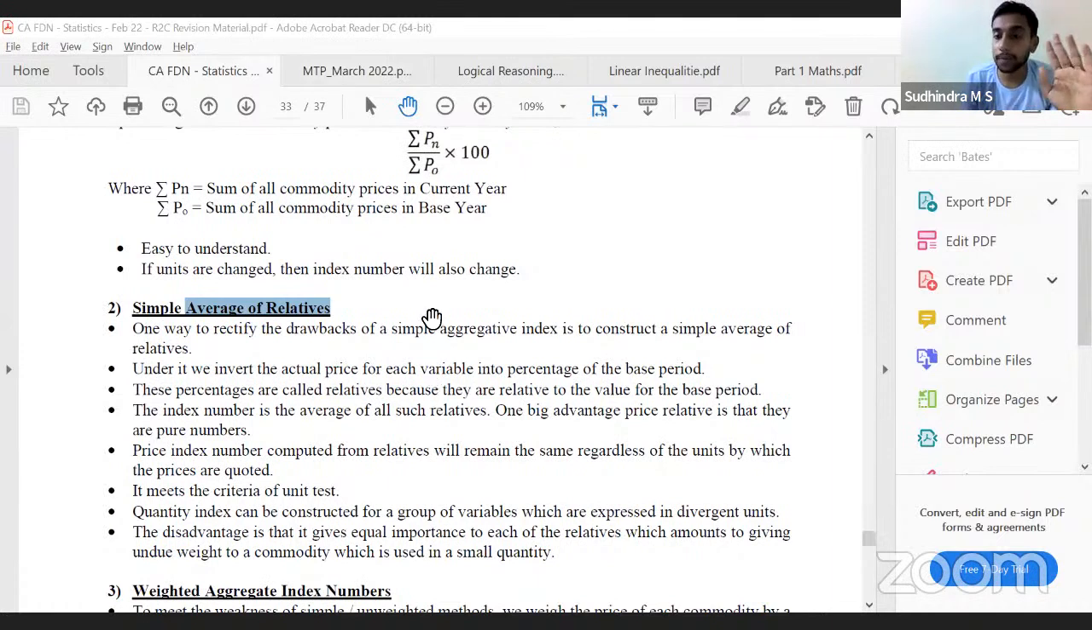So we have discussed two types, simple aggregate and simple average of relatives. In simple aggregate, what are we doing? We're first adding up the prices and then calculating index numbers. Whereas in simple average of relatives, first we are calculating the index number individually and then add up and calculate the average of it. That is the difference between simple aggregate and simple average of relatives. Is that clear?